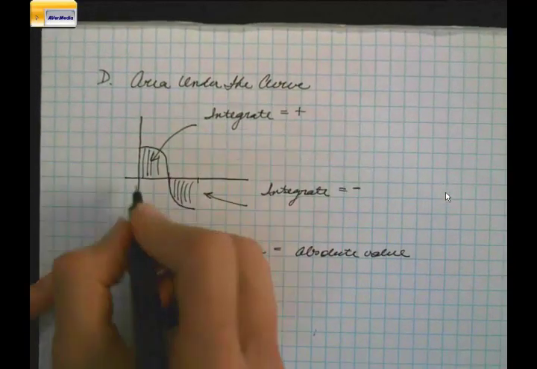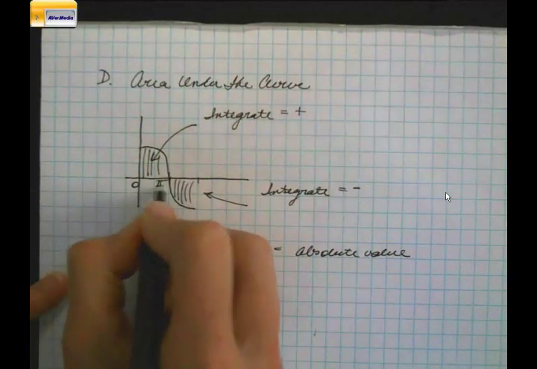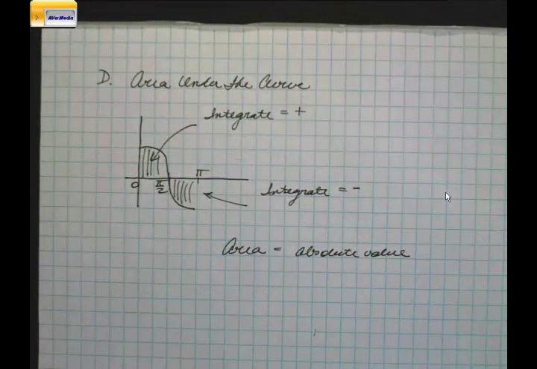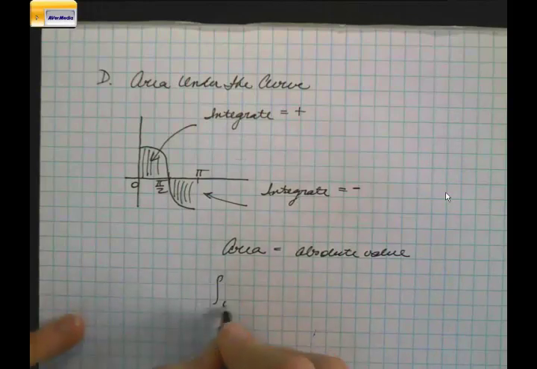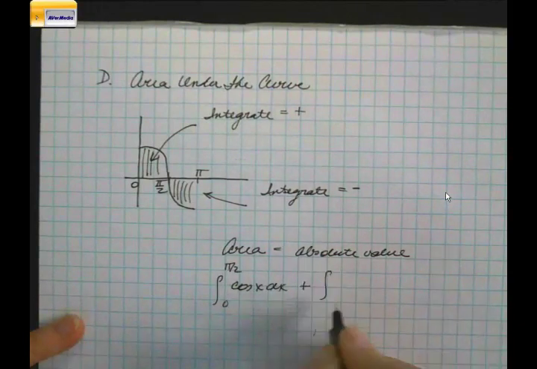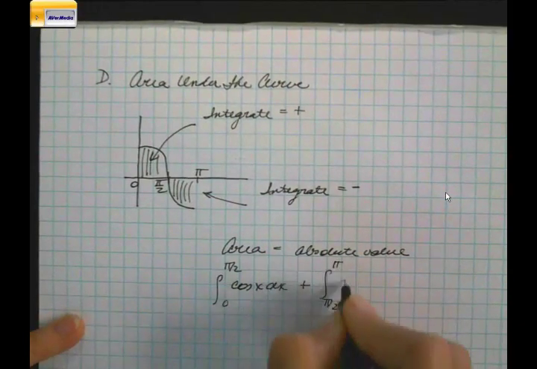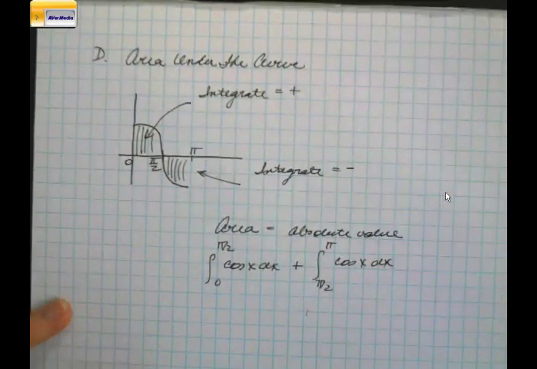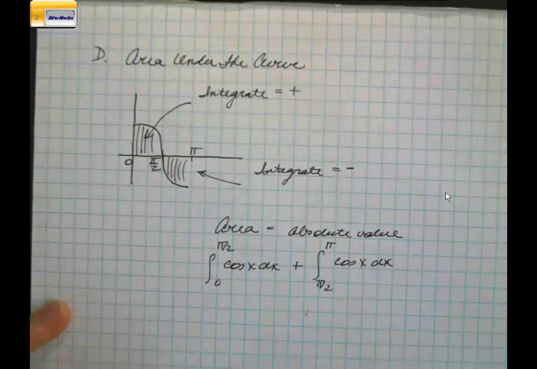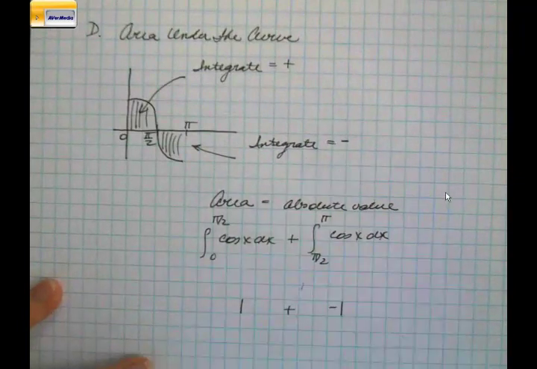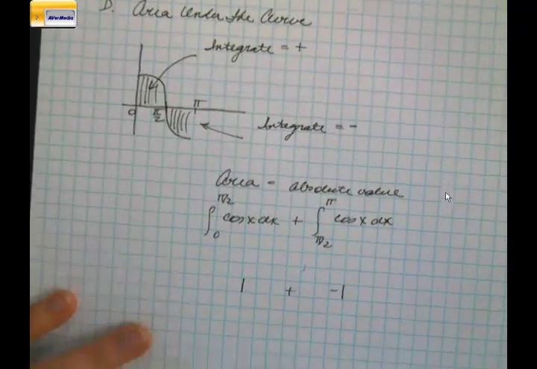So in this case, if we have numbers, this was 0, pi halves and pi. If I really wanted to know the area under the curve versus just integration, I would integrate from 0 to pi halves of the cosine function, and then I would add it to the integral of pi halves to pi of the cosine function. Well, whatever value I get, wasn't it 1? Didn't we do it with a 1? This came out to be 1, and this came out to be negative 1, right? So when you integrate, you get 0.